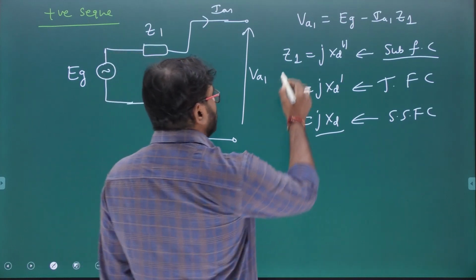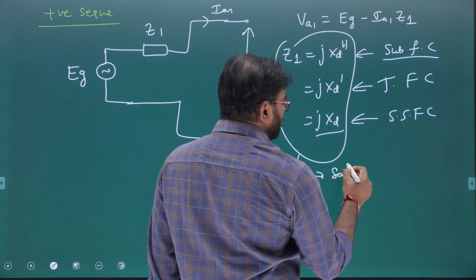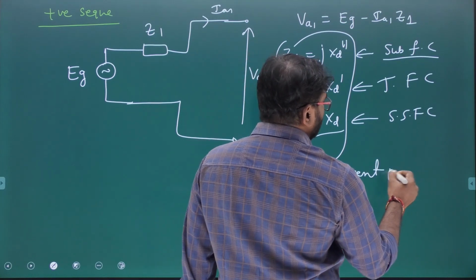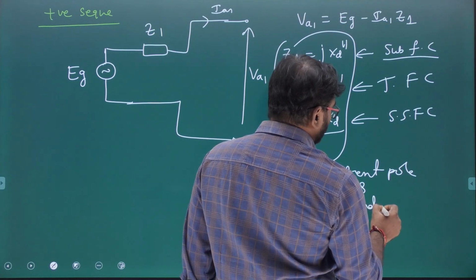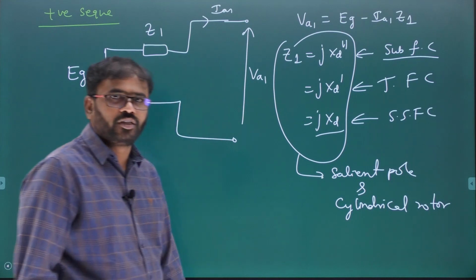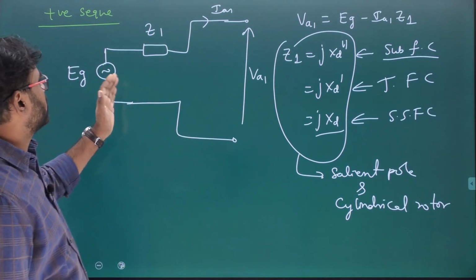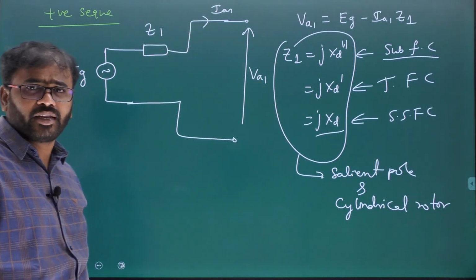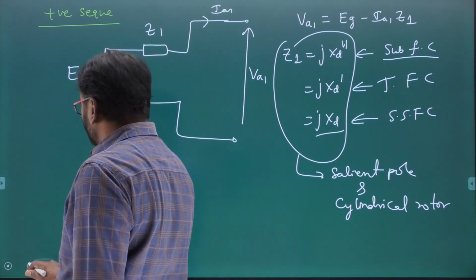But this is the same for salient pole machine and cylindrical rotor machine. This conclusion is the same for both. If you really notice, the positive sequence current is always going out of the generator, correct or not? But negative and zero sequence currents will be coming into the generator, which we will see now.